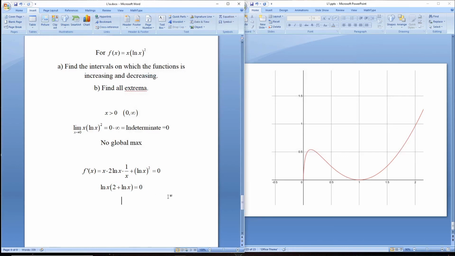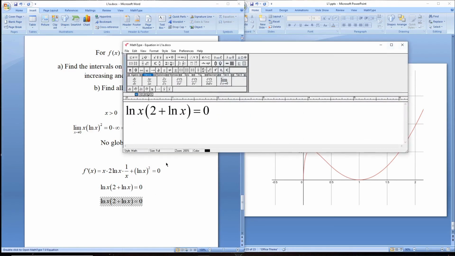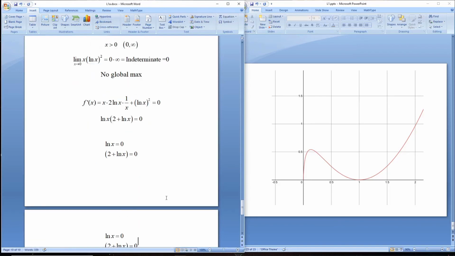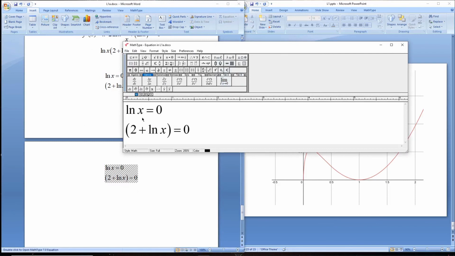And now we can use the zero product property to get both solutions. So another good thing to know about log is that the log of 1 is always 0. No matter what your base is, log of 1 is always 0. But if you didn't know that, how would you solve this?